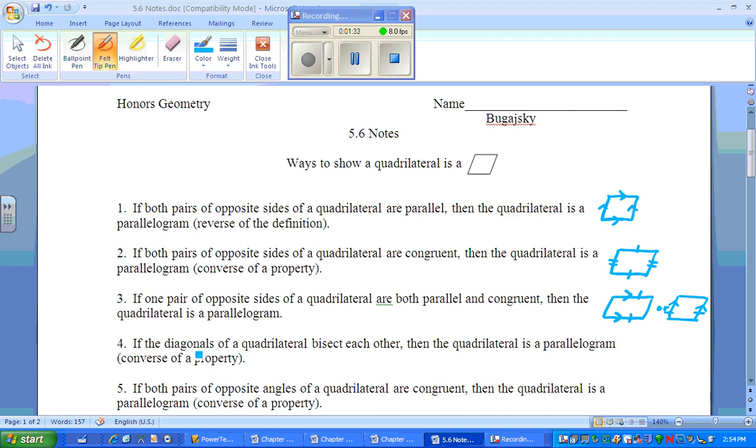Number 4, if the diagonals of a quadrilateral bisect each other, then the quadrilateral is a parallelogram. So we have the parallelogram, we have the diagonals this time. If you know that these two pieces are congruent and these two pieces are congruent, then you have a parallelogram.